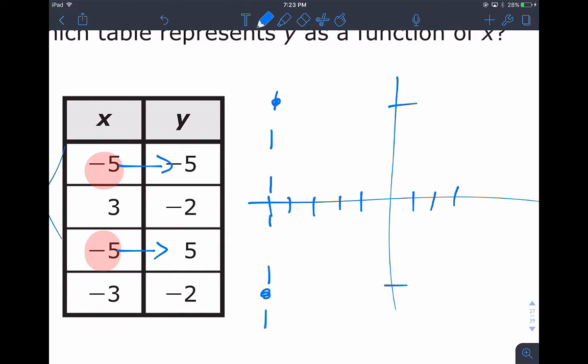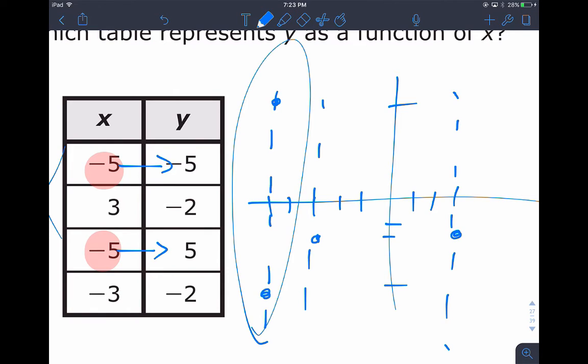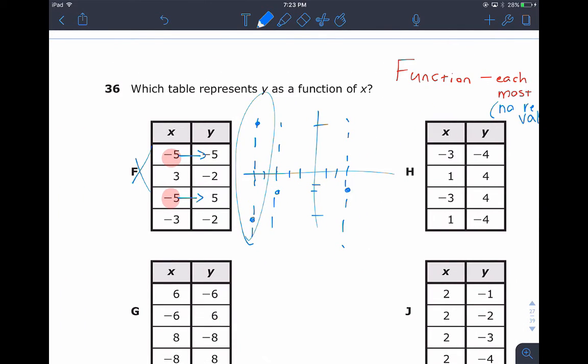Now I wouldn't actually hit any other points, I don't think. -2, so there's a point right there, and then you had -3 and then -2 right there. So your vertical lines would be good on everything except right here. There's your problem right there because of the repeated x values.